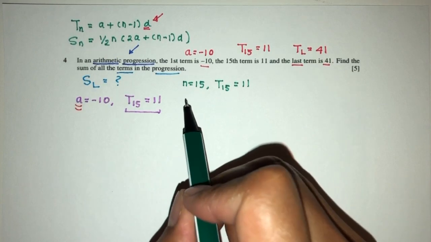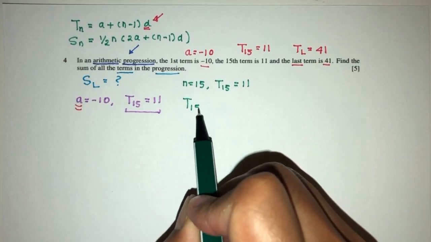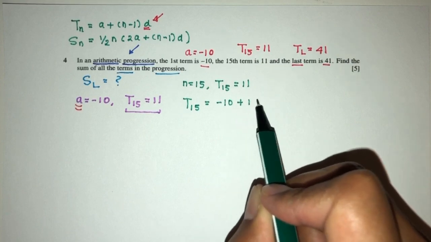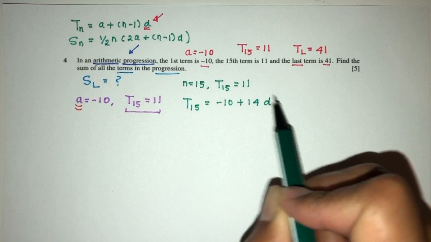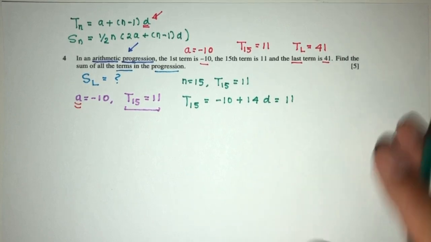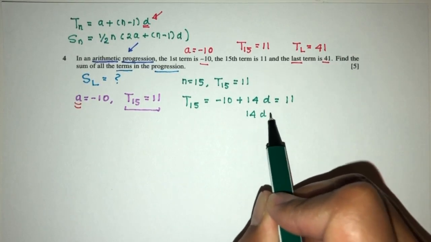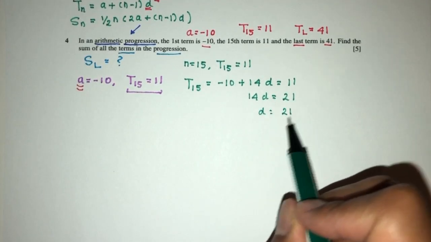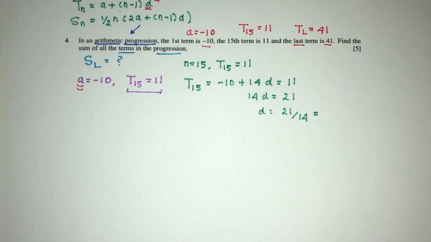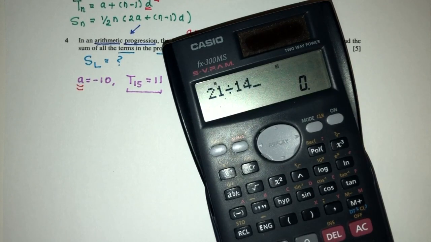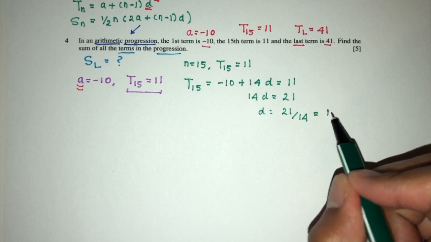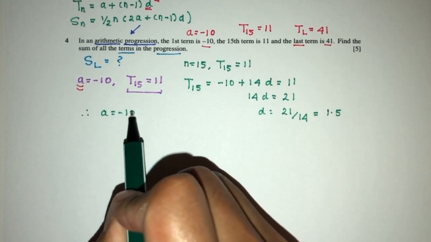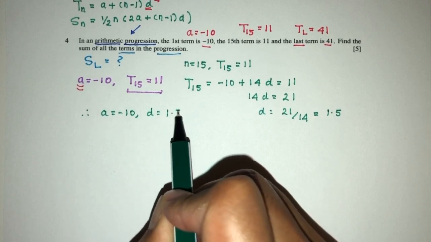So let's replace. That will be T of 15 is equal to a, which is minus 10, plus n minus 1, which is 14, times d, we don't know, is going to give you 11 according to the question. That will be 14d has to be 21. So d has to be 21 divided by 14. That will be 1.5 as your value for d. So this is part 1. We realize a is minus 10 and d has to be 1.5.